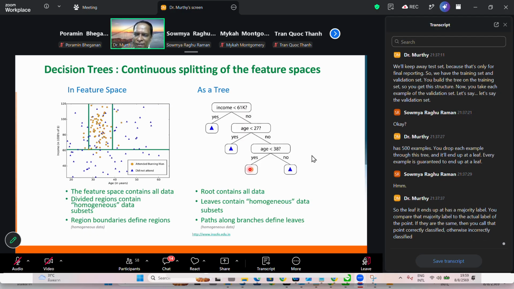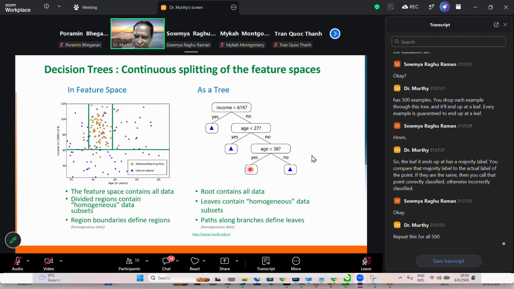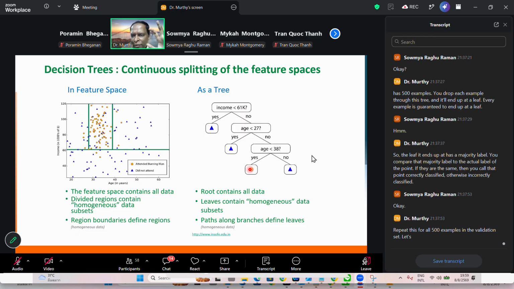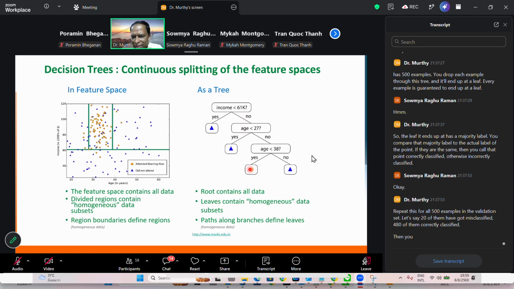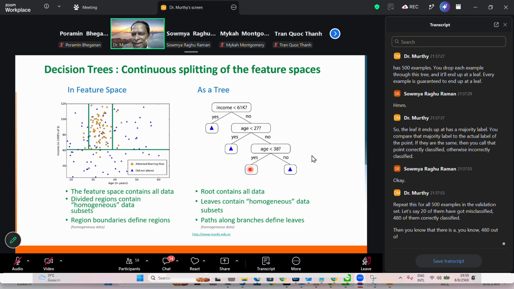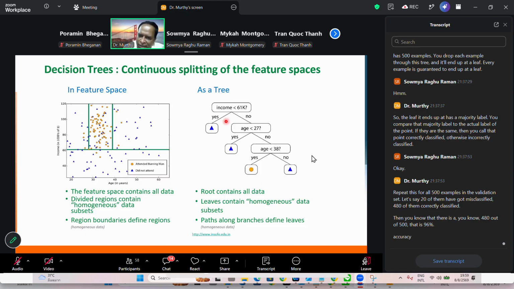Repeat this for all 500 examples in the validation set. Let's say 20 of them have got misclassified, 480 of them correctly classified. Then you know that there is 480 out of 500, that is 96% accuracy this tree has on the validation set.